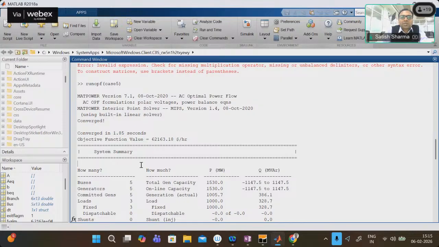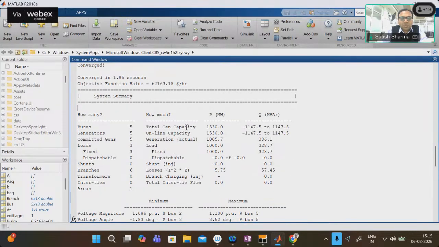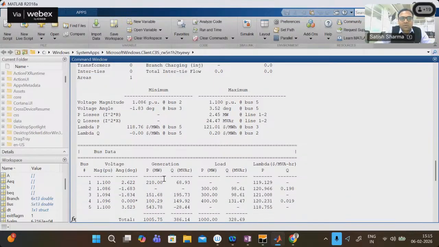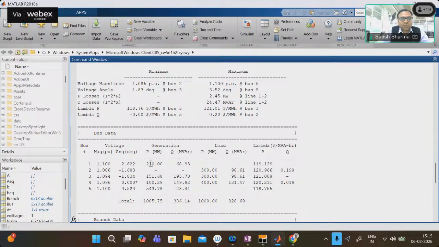Then a system summary is provided: how much the total generation capacity is, what reactive power can be supplied or consumed, and the different loads, branches, and everything is provided here. The different minimum and maximum limits are also provided here. Now this is the information we are looking at. You can see the first bus has a power generation of 210.